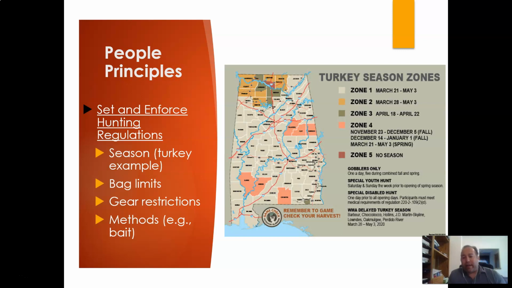They not only have different zones that you have to stay in, but then certain times that you can be in those zones. And then they have, it says gobblers only. So you can only take either a male or female. In this case, that would be male. Or they have some youth hunts or disabled hunts. So they have all these special restrictions in place because we want to make sure that the population stays sustainable.